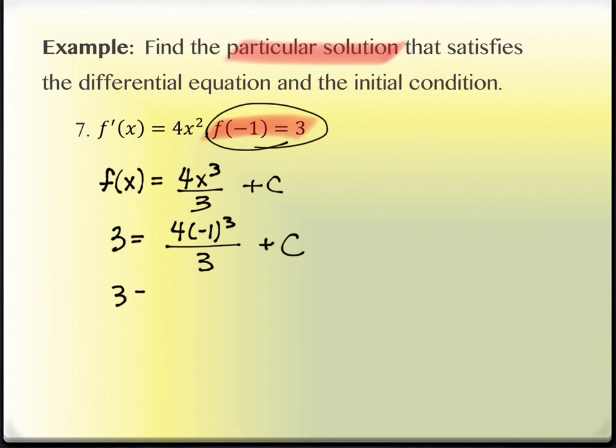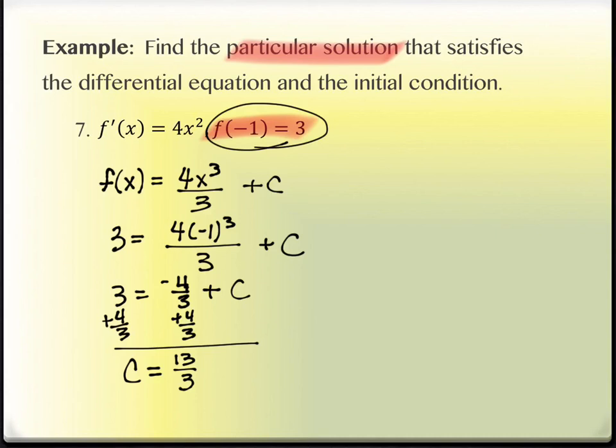I have 3 equals 4/3 plus c, and then I... Thank you, because it was cubed. Yep, negative 4/3. So I add 4/3. So what is 3 plus 4/3? 13/3. So we have solved for C, which we needed to do, but we haven't answered the question yet.